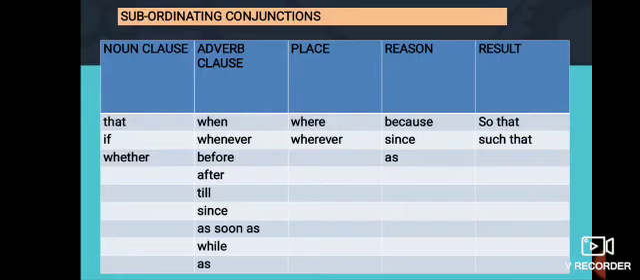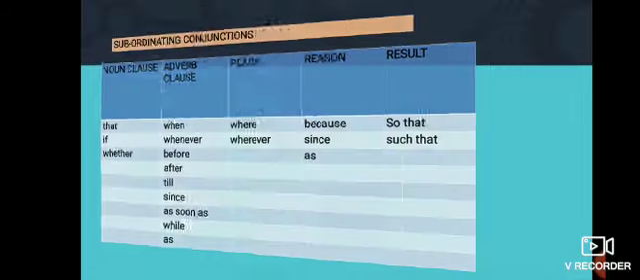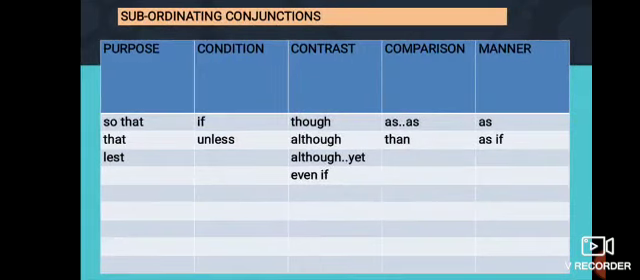Subordinating conjunctions are categorized into 10 different categories: noun clause, adverb clause, place, reason, result, purpose, manner, condition, contrast, etc. We begin with noun clause: that, if, whether. Adverb clause: when, whenever, before, after, till, since, as soon as, while, as. Place: where, wherever. Reason: because, since, as. Result: so that, such that. This shows the result.